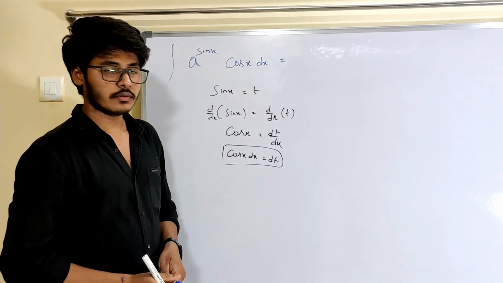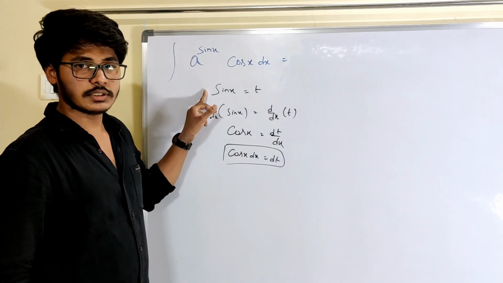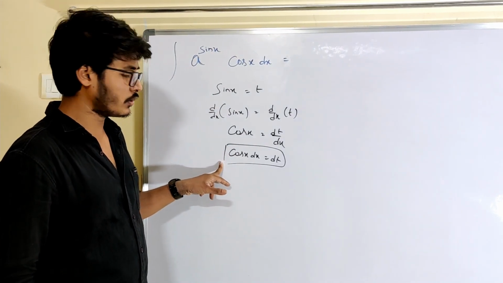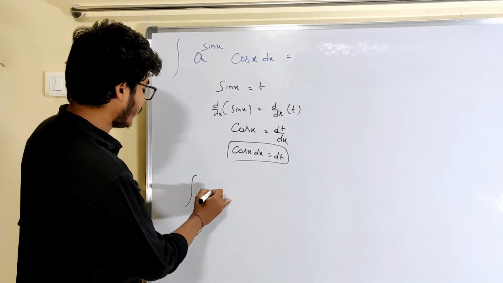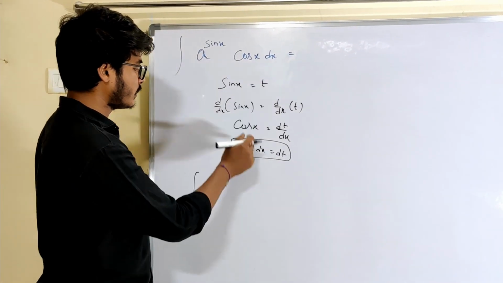Now we substitute sin x is equal to t and cos x dx is equal to dt in the above expression. So integral a power t, cos x dx is dt.